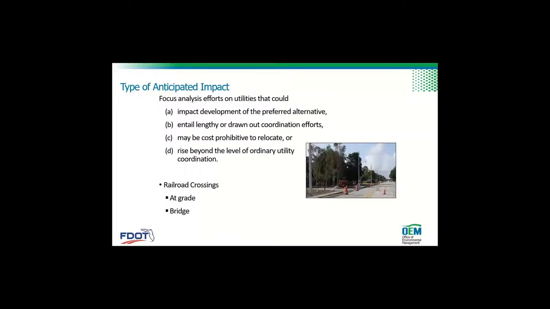Okay, so the type of anticipated impact, focus analysis efforts on utilities that could impact development of the preferred alternative, entail lengthy or drawn out coordination efforts, and may be cost prohibitive, and then rise beyond the level of ordinary utility coordination. And for railroads, at grade, and then bridge crossings.